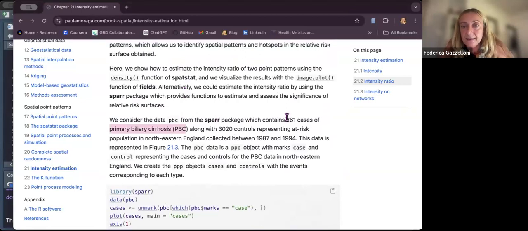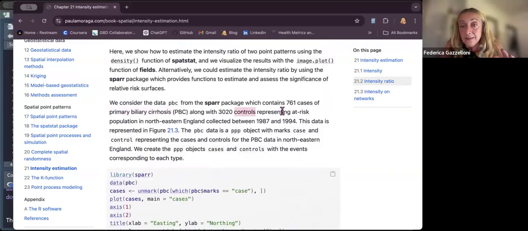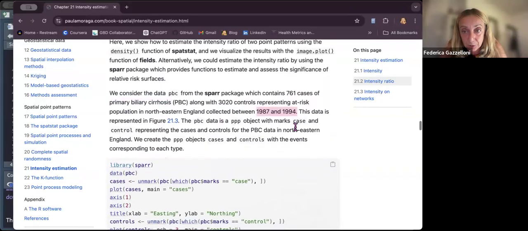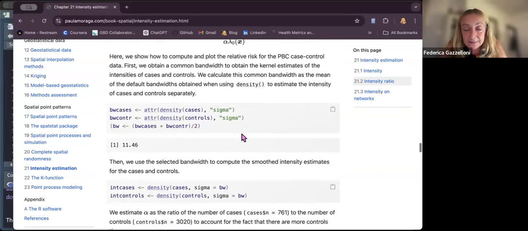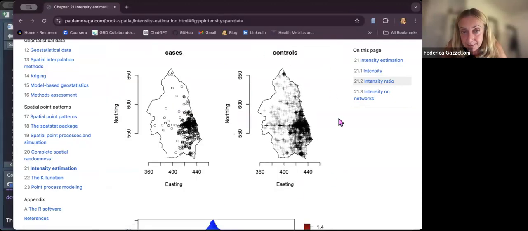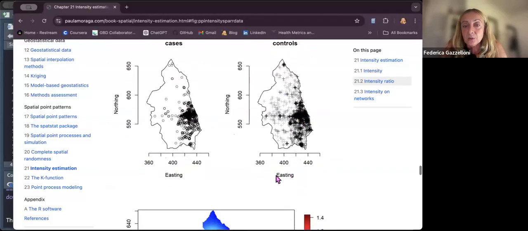The data contains 761 cases of primary biliary cirrhosis, PBC, along with about 3,000 controls, which represent the at-risk population in the northeast of England, collected from 1987 to 1994. We have this data within this figure here. We can see that the cases are concentrated in this area, and the controls are more sparse because there are more controls, but still concentrated in the same area.